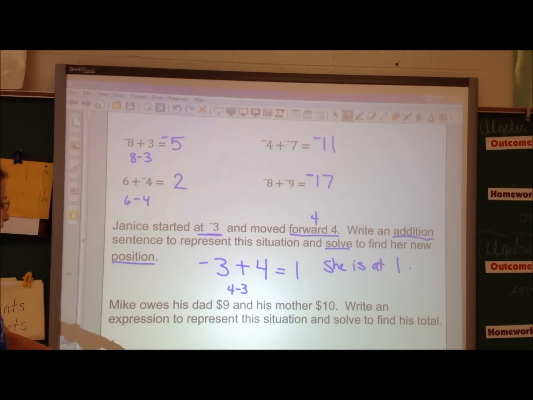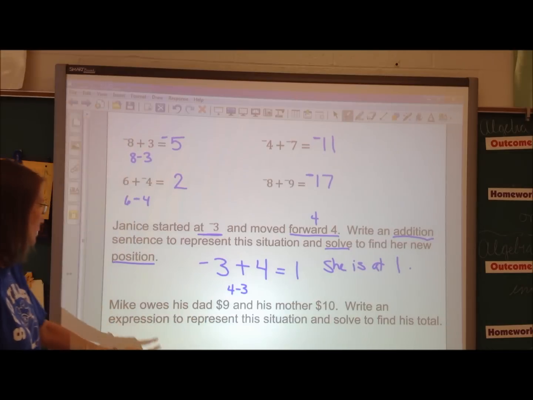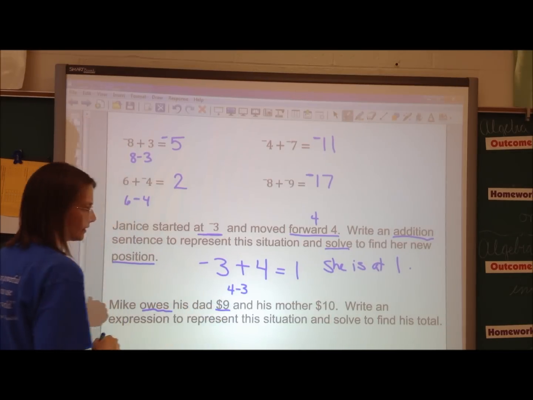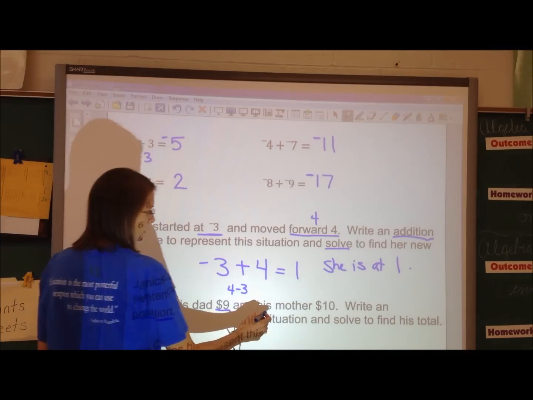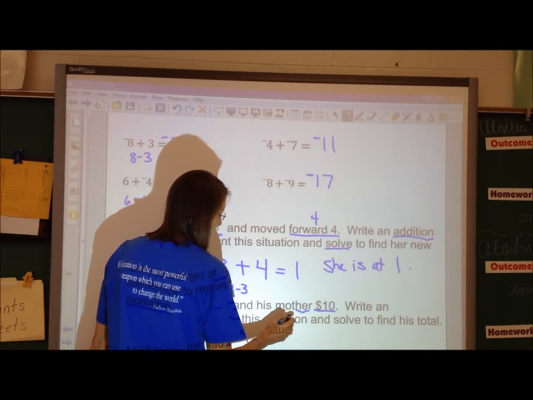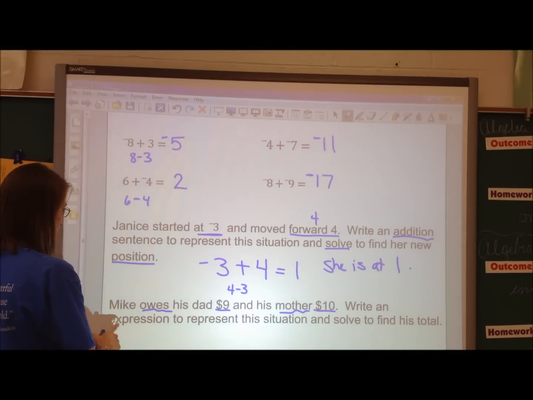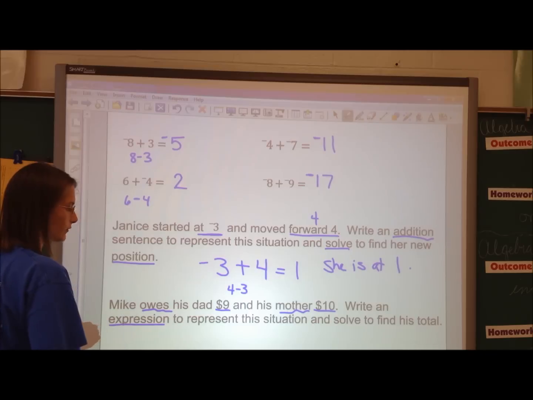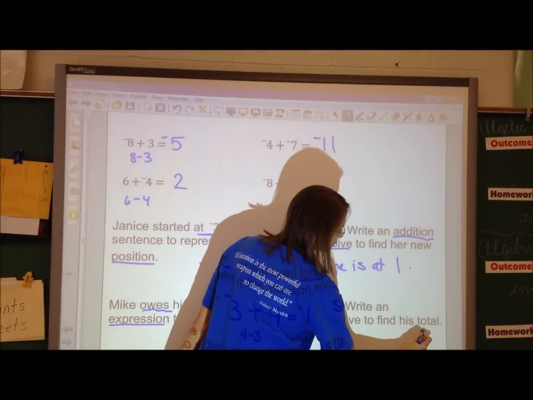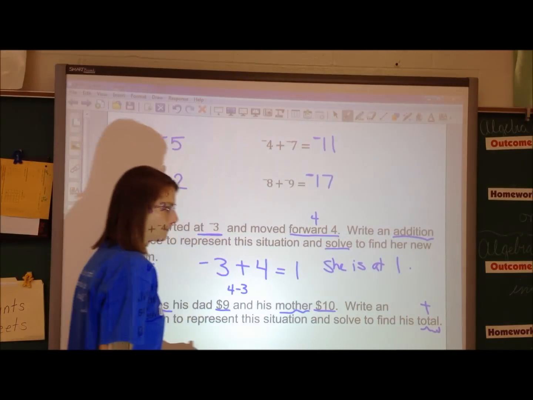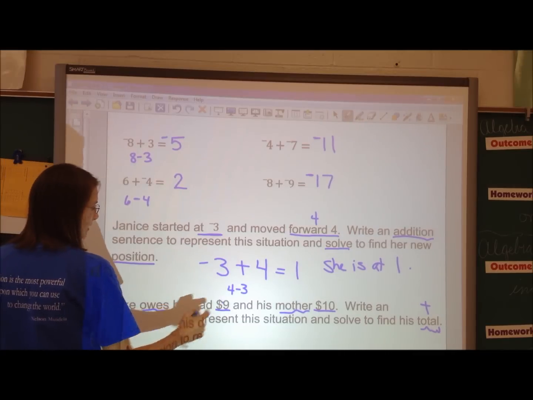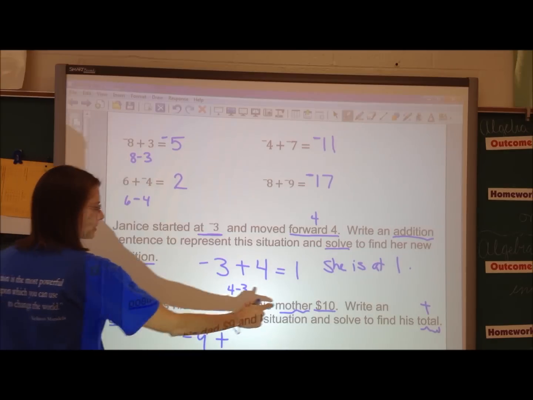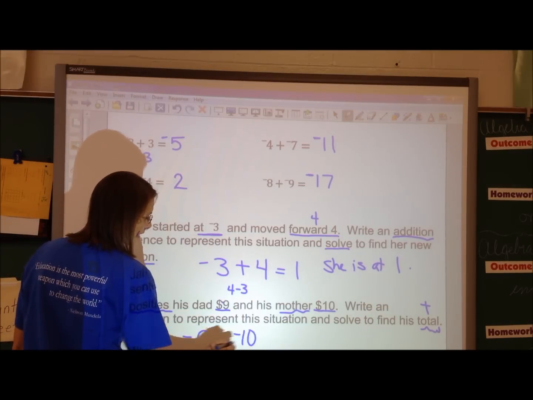Let's do the second one. It says Mike owes his dad $9. So he owes $9. And his mother $10. So he owes mom $10. Write an expression to represent the situation and solve to find his total. Total means to add. So if he owes his dad $9, that makes it a -9 plus, and he owes his mother $10, that's a -10.